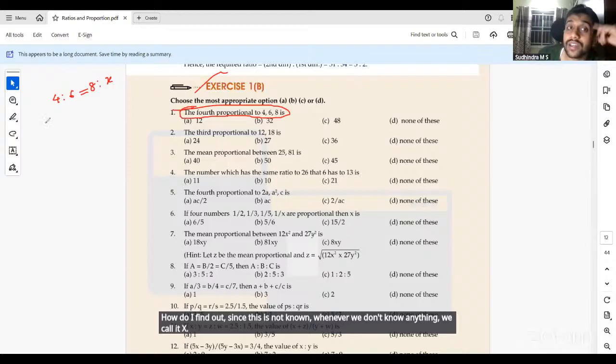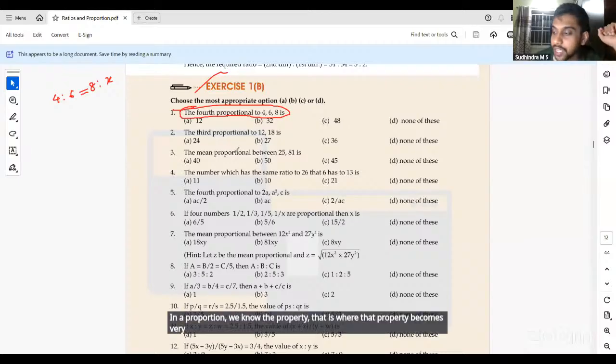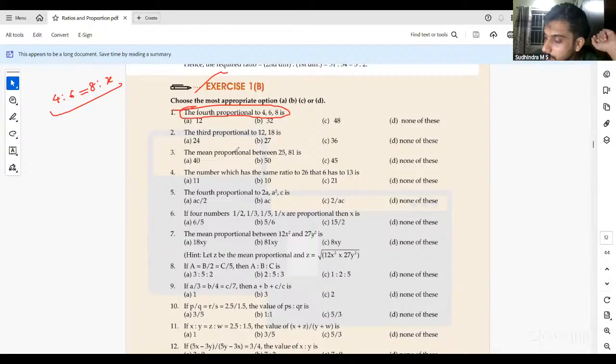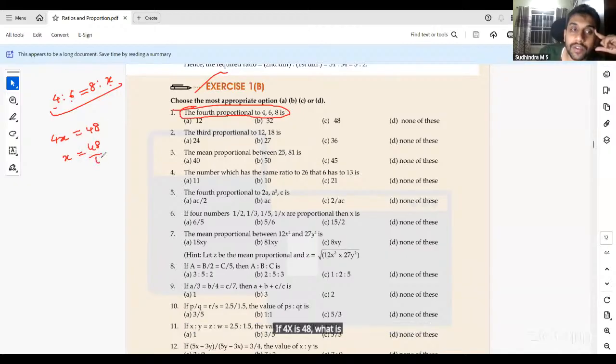In a proportion, we know the property. That is where that property becomes very, very important. Which is that property? Cross product. Product of extremes is equal to product of means. Product of extremes 4 into x equals 6 into 8, 48. If 4x is 48, what is x? 48 divided by 4 is 12. 12 is the answer.